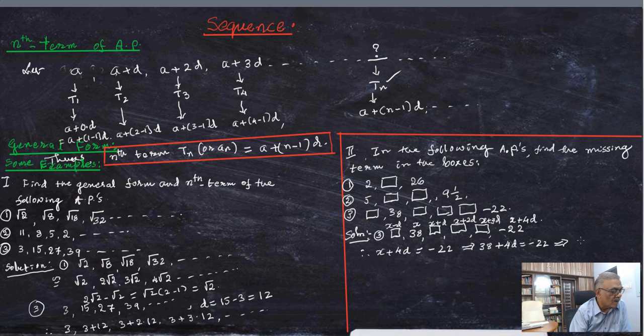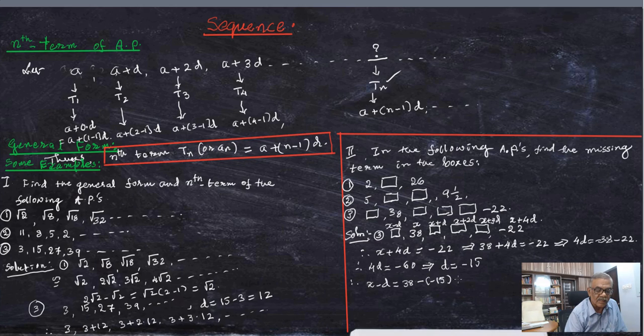This implies 4d is equal to minus 38 minus 22. Therefore 4d is equal to minus 60, and hence d is equal to minus 15. Therefore a1, x minus d, is equal to 38 minus d, meaning minus minus 15, that is going to be plus, and therefore this is going to be 53. The first box, the first term, is 53.